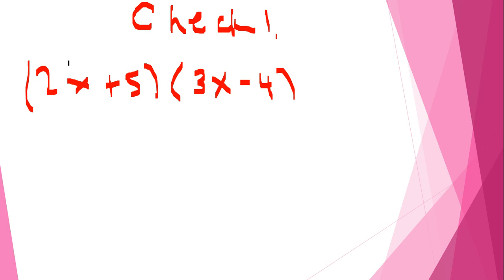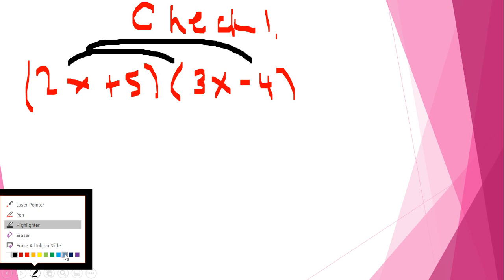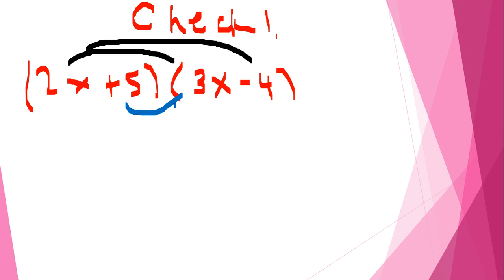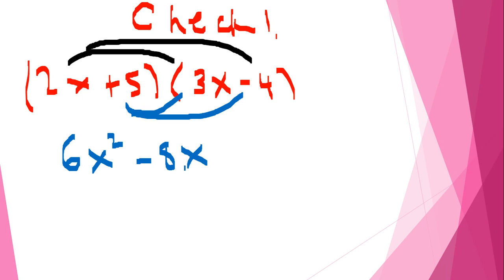I'm going to do 2x times 3x, and then I will also do 2x times minus 4. After that, I will do 5 times 3x and then again 5 times minus 4, and see what we get. 2x times 3x: 2 times 3 gives us 6, and x and x will give us x squared. Then 2x times minus 4 will give us minus 8x. So I'm finished distributing 2x to those.